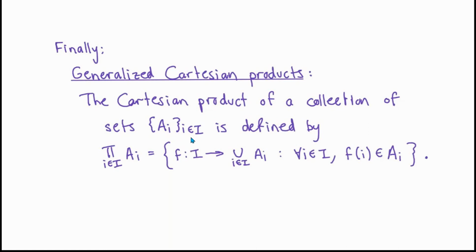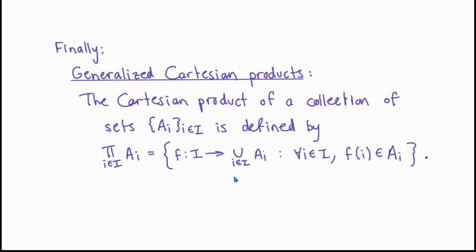Well, if you have an arbitrary collection of sets A_i indexed by some indexing set capital I, the Cartesian product of this collection of sets is defined to be the collection of functions f from the indexing set I to the union of all the A_i's, with the property that for every little i in the indexing set, f of little i is an element of the set capital A_i. The notation that I'm going to use for generalized Cartesian products is the product symbol, but some authors also use the big times symbol here.